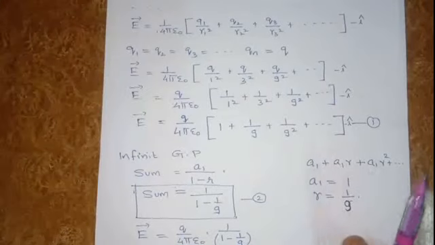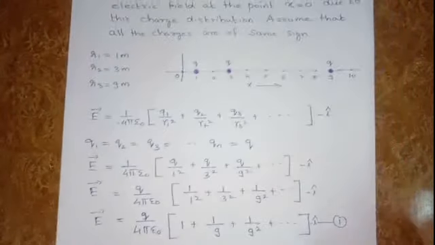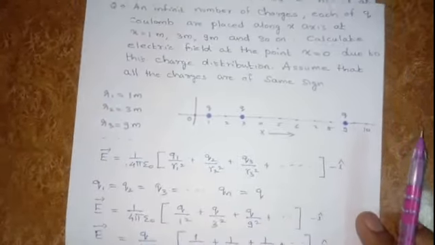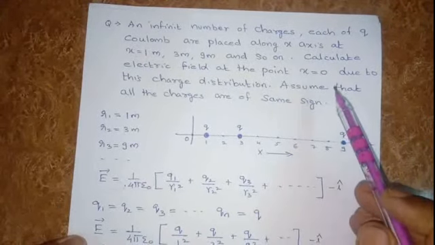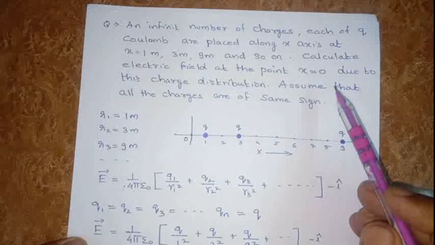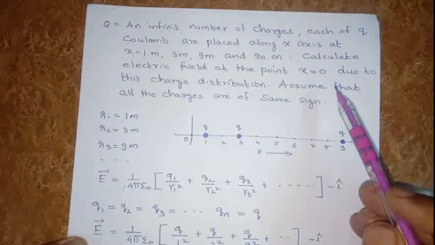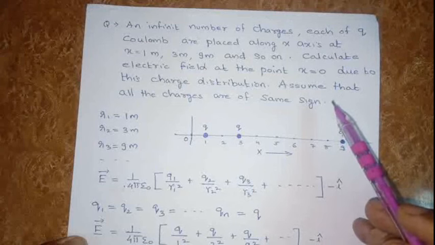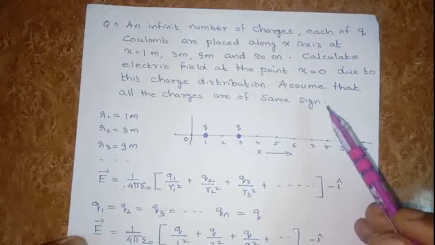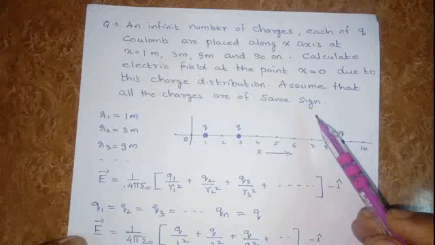Let us discuss another problem. Here you can read the problem like this. An infinite number of charges, each of q coulomb, are placed along x-axis at x is equal to 1 meter, 3 meter, 9 meter, and so on. Calculate electric field at the point x is equal to 0 due to this charge distribution. Assume that all the charges are of same sign. Let us take all the charges are positive.